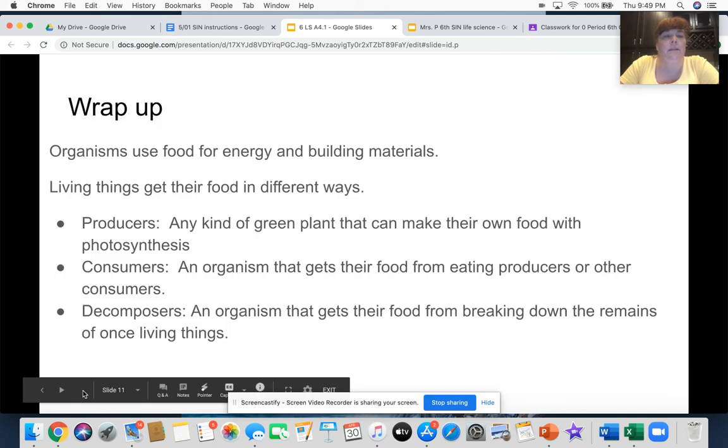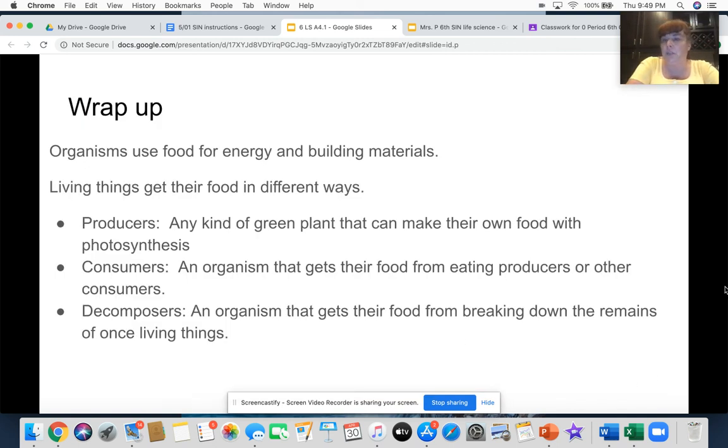All righty. So our wrap up. Organisms use food for energy and building materials. Living things get their food in different ways. A producer is a kind of green plant that can make its own food with photosynthesis. Consumers are organisms that get their food from eating producers or other consumers. And decomposers are organisms that get their food from breaking down the remains of once living things.